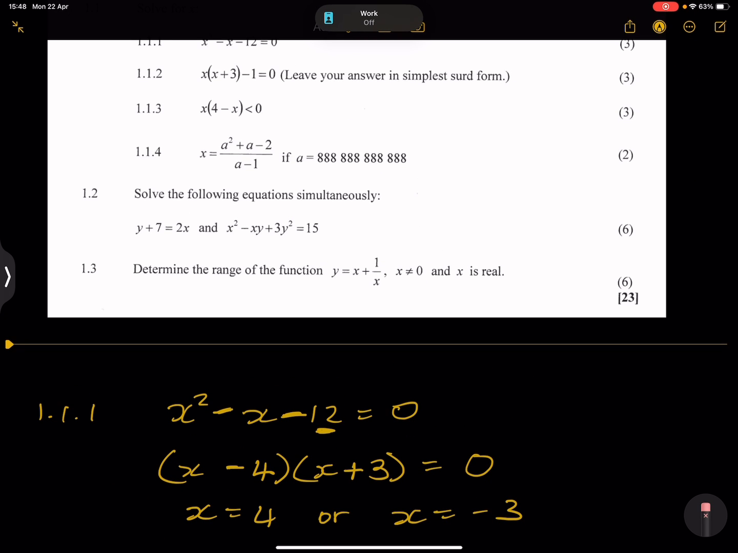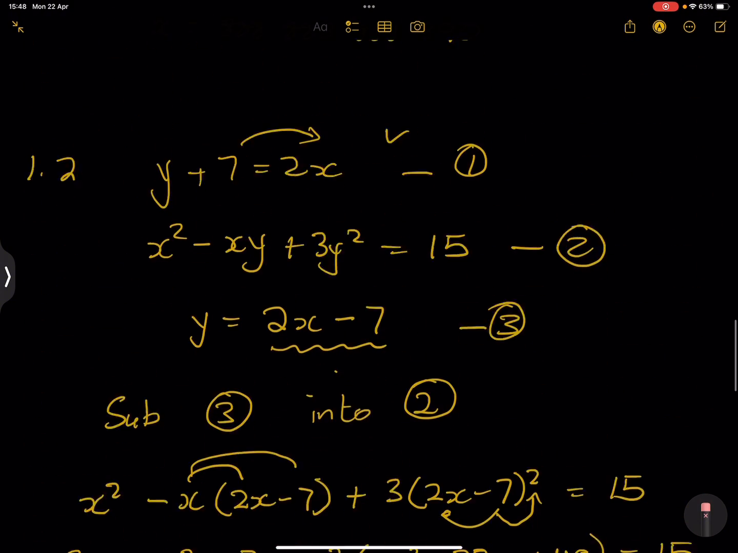They say determine the range of the function y is equal to x plus 1 over x. They say x is not equal to 0, and x is real. Now, in this case, I want you to note, ladies and gents, when we want the range, remember we are talking about the minimum and the maximum y values. For this equation, it would be very difficult for us to find the range in its current format. So what can we do in this case? Let's try and simplify this as much as we possibly can.